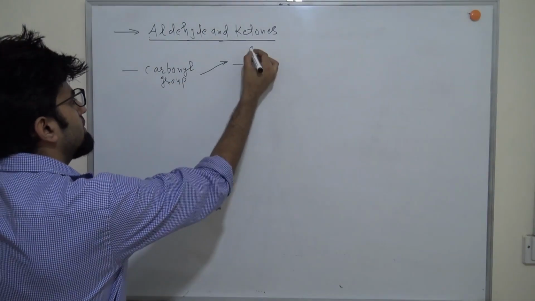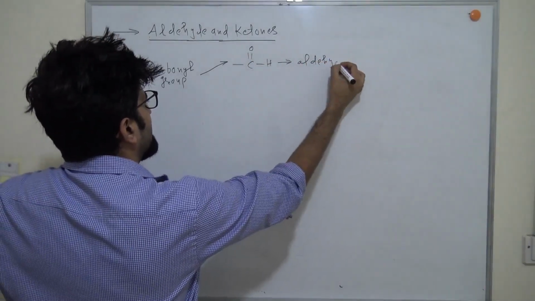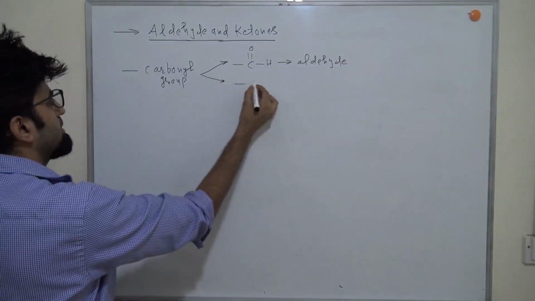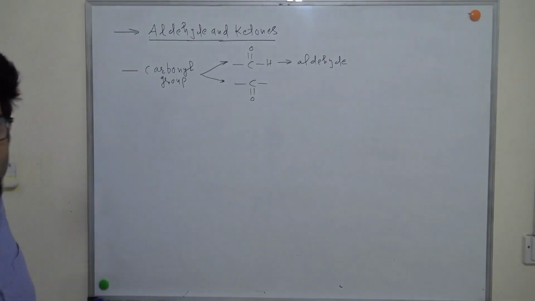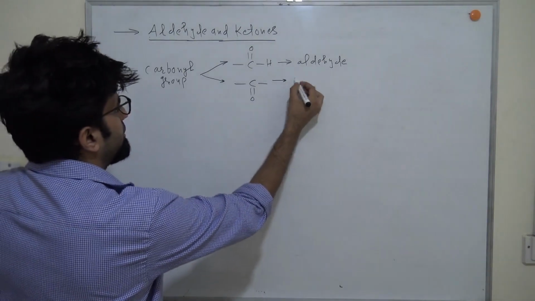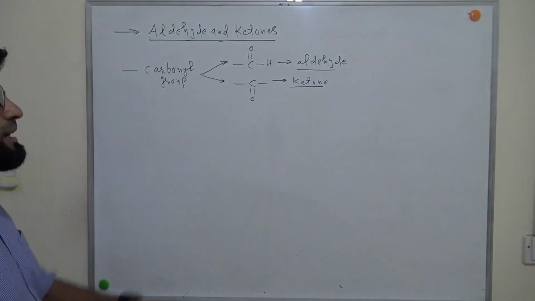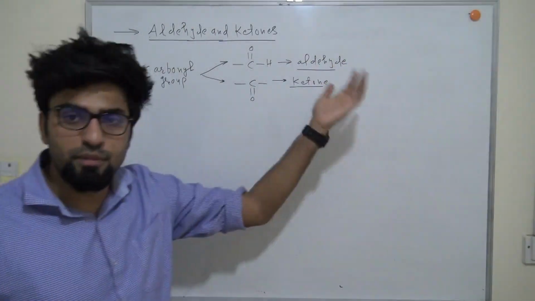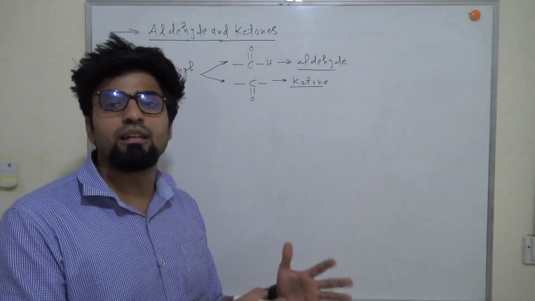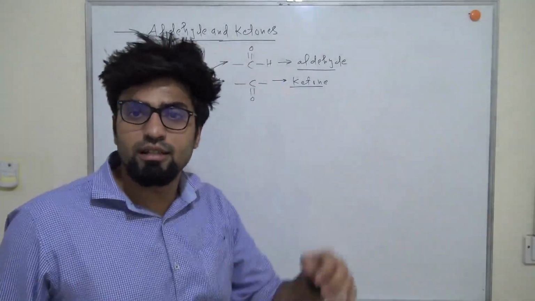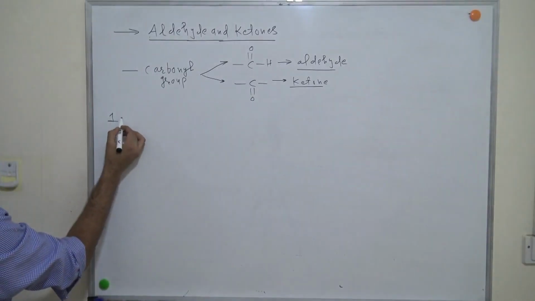One is this CHO, and you know very well we call this aldehyde. The second one is C=O with a carbon chain on both the left hand side and the right hand side, and we call this ketone. In this chapter we are going to see how to prepare aldehydes, how to prepare ketones, what are their chemical reactions, and what are their physical properties. Everything we are going to discuss in this chapter.